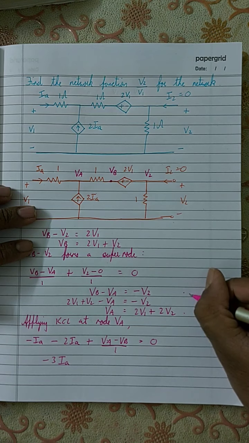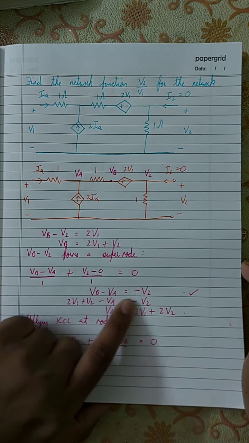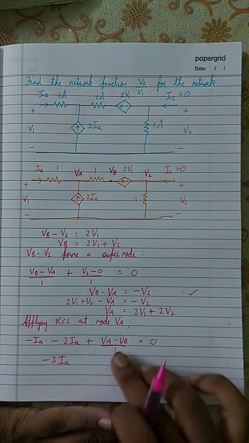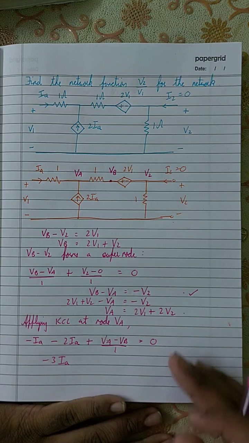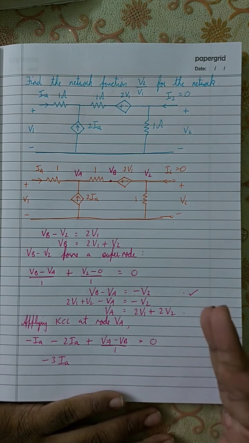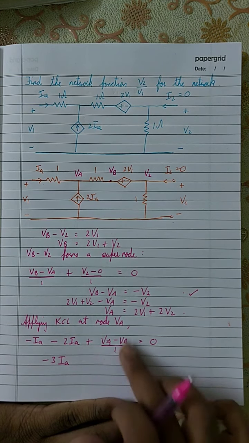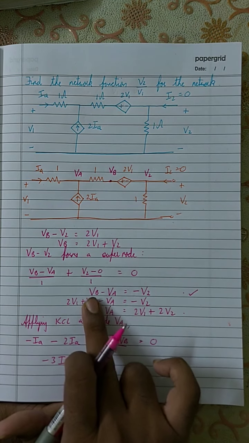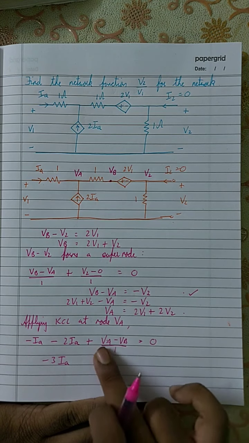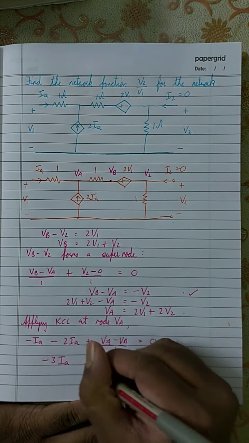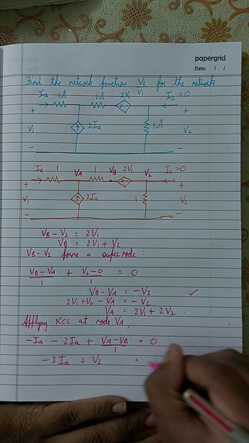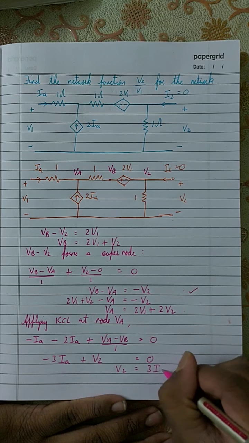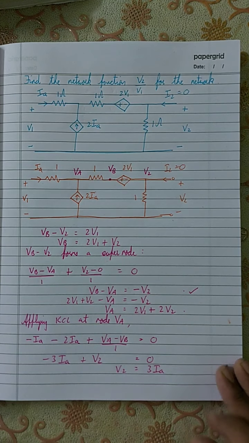We already know what VB minus VA is. See, VB minus VA is equal to minus V2. So VA minus VB, we can substitute. So this is what I'm talking about. That is always a group substitution. Okay, a group substitution is always better than an individual substitution. So here I can now simplify this entire equation. Here you see VB minus VA is minus V2. So therefore what is VA minus VB? VA minus VB is plus V2. So this is plus V2 is equal to 0. Therefore I got V2 is equal to 3IA. That's it. See, I got V2 is equal to 3IA.